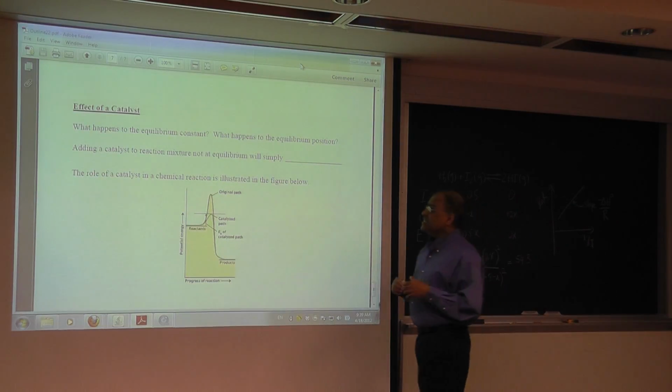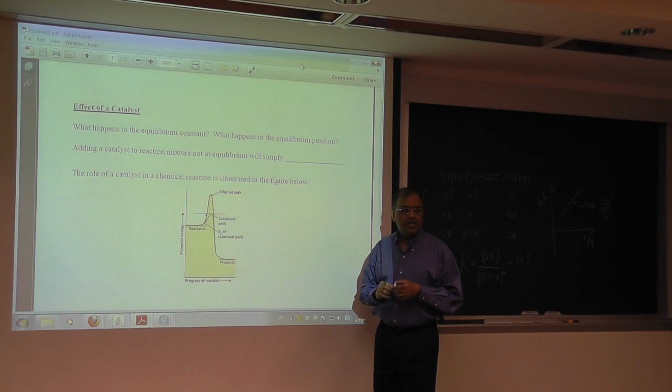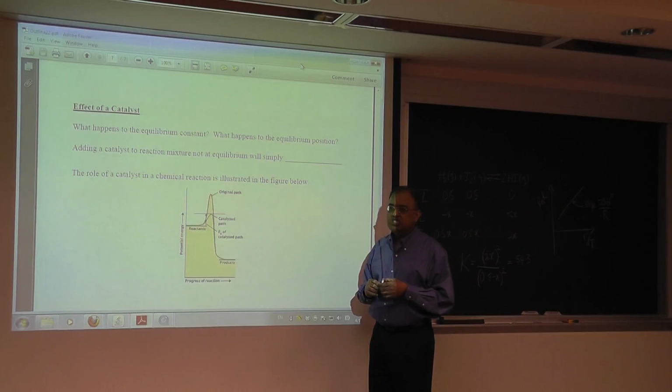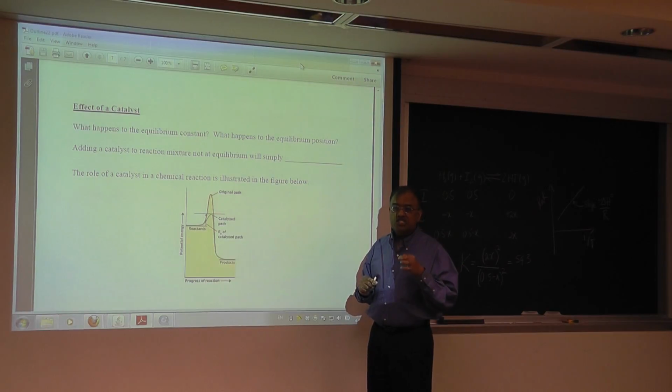Let's look at our final example. If you add a catalyst, what happens to the equilibrium position? What happens to the equilibrium constant? The constant does not change. Why does it not change? Because the catalyst just changes the rate. The catalyst changes the rate of achieving equilibrium. The equilibrium constant, remember, depends only on temperature.